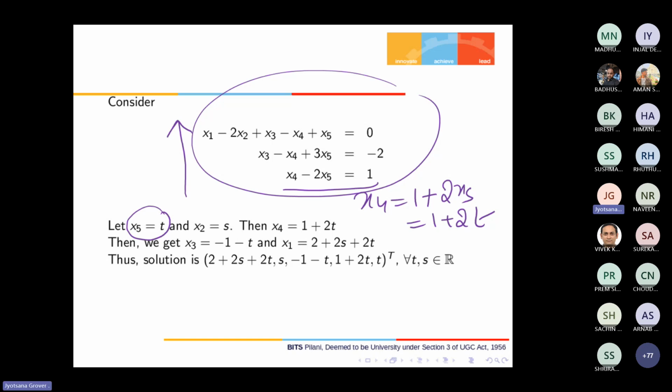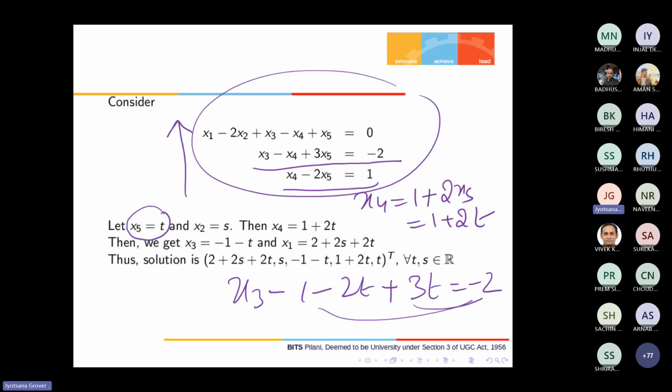Now go to this equation. Substitute x4 as 1 plus 2t. So x3 will be what? Minus 1 minus 2t plus 3x5. x5 is t, minus 2. Okay, so put these on the right-hand side. So x3 will be what? Minus 2 minus 1, so it is going to be minus 1. And t minus 2t is minus t. So minus 1 minus t. So that's why you get x3 as this.